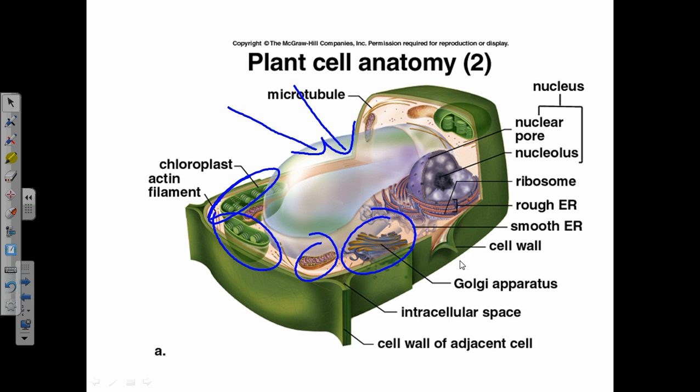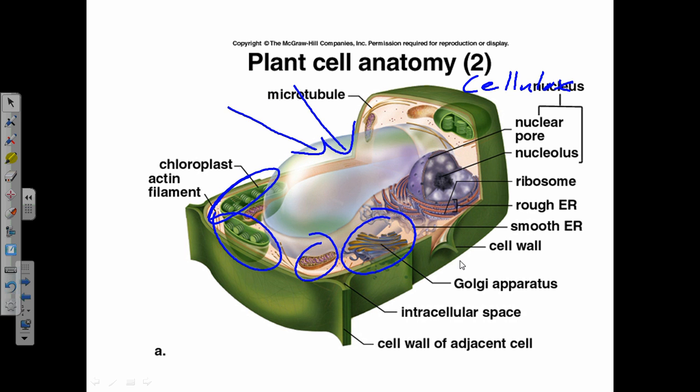So a couple of differences between plant and animal cells. Number one, the plant cell has chloroplast, the animal cell doesn't. Number two, the plant cell has this large vacuole in the center to store water. The animal cell has some vacuoles, but they're much smaller. And number three, the plant cell has a cell wall. It's made of a sugar called cellulose. Animal cells don't have a wall at all.